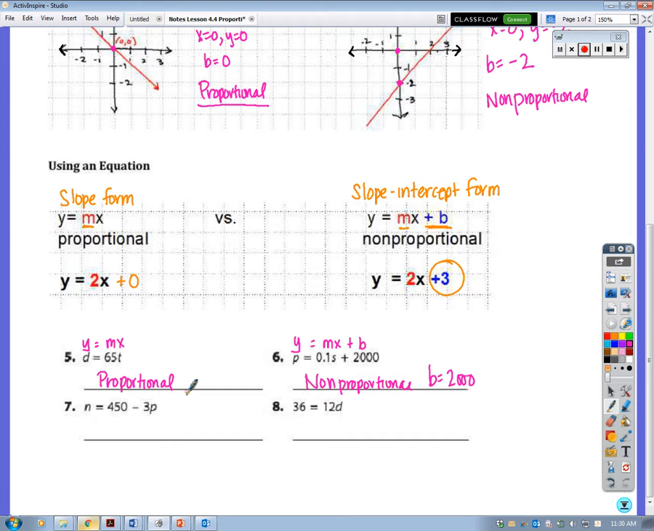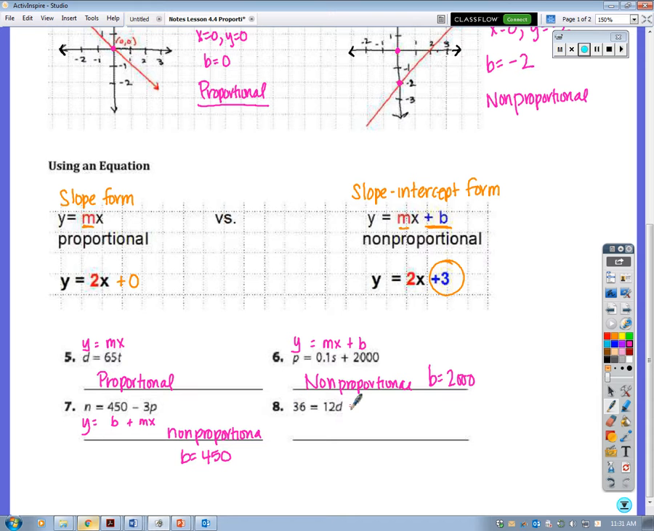Now let's look at this number 7. So this is y equals, and they tricked us here. They did b plus mx. It is minus mx. I'm just keeping things kind of simple here. So it does have a b value. It does have an initial value. It doesn't start at the origin. Even though they flip-flop these, that's okay. They can do that. So this is non-proportional, because b equals 450.